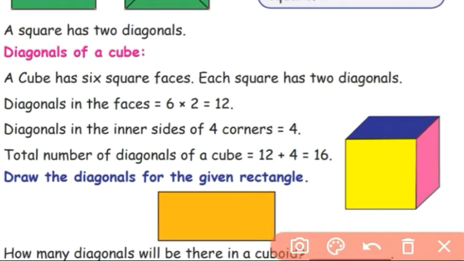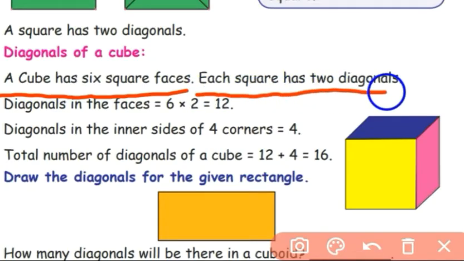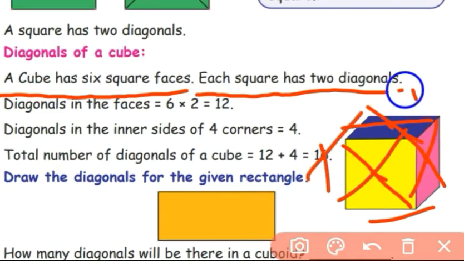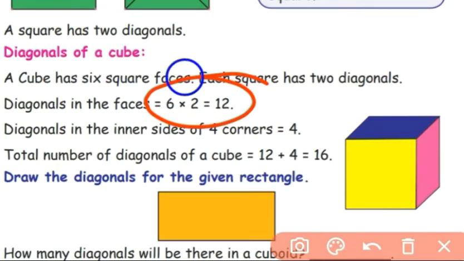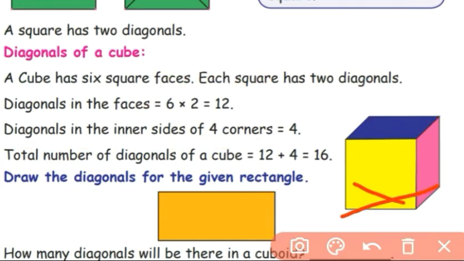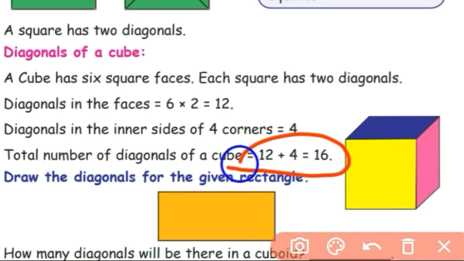Diagonals of a cube. A cube has 6 square faces. We have already learned about this. Each square has 2 diagonals. See, a cube has 6 square faces: 1, 2, 3, 4, 5 and 6. Each square has 2 diagonals. So 6 into 2 is equal to 12. Then the diagonals of the inner side from the 4 corners. So including that, total number of diagonals is 12 plus 4 is equal to 16. A cube has 16 diagonals.